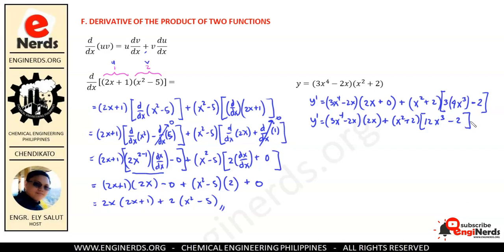Okay? So basically, hindi na natin to i-expand, no? So, this will be our final answer here. Y prime is equal to 2x, 3x to the 4th minus 2x plus x squared plus 2 times 12x cubed minus 2. So, you can go on if you want to expand this, no? But this is the simplified form already, no?